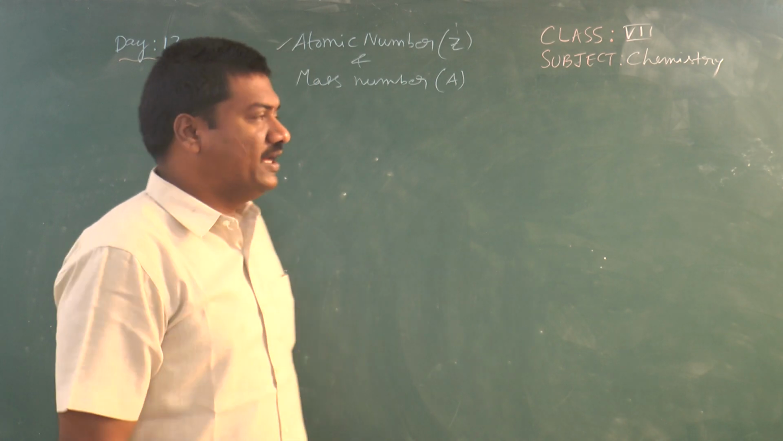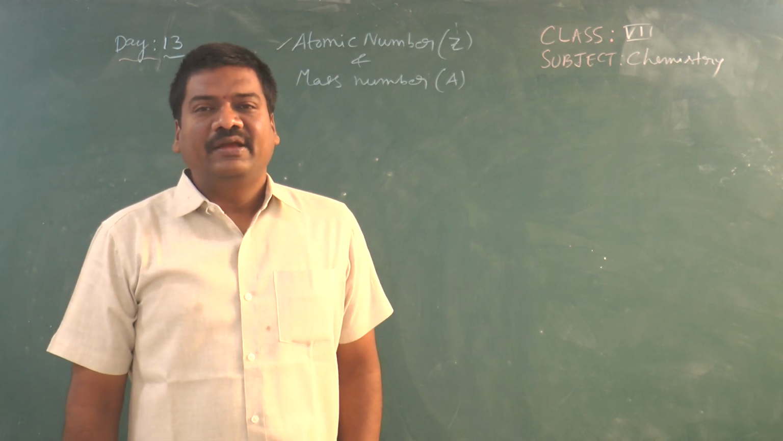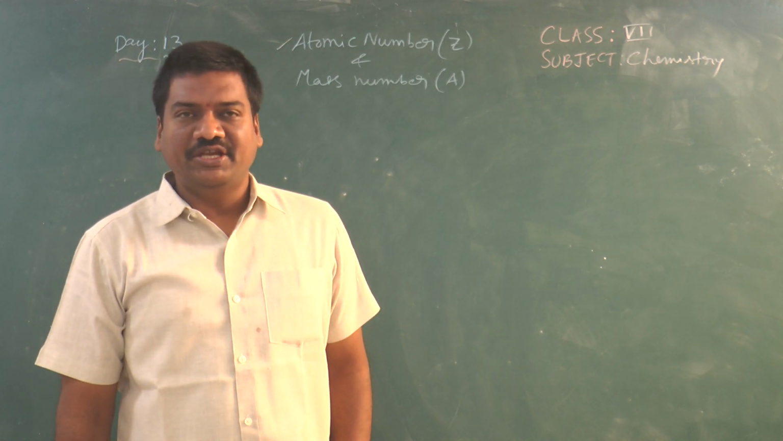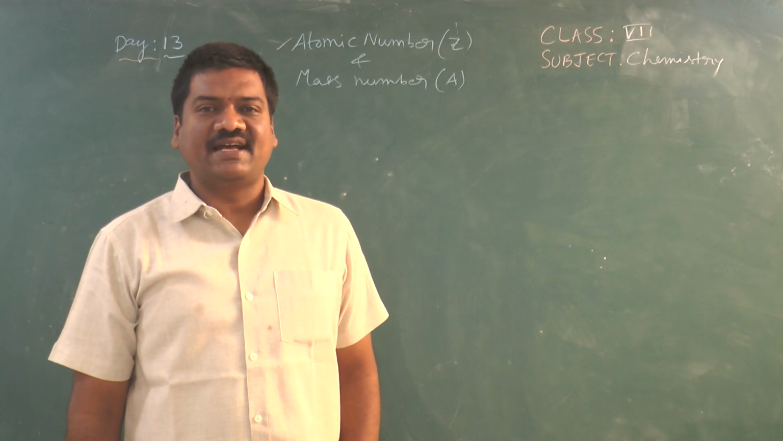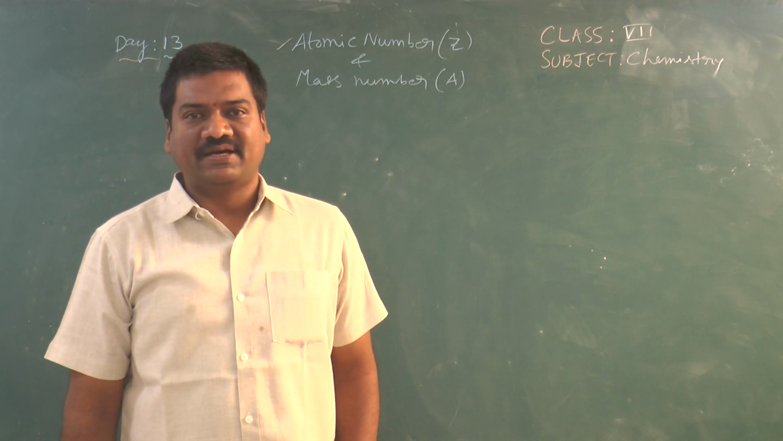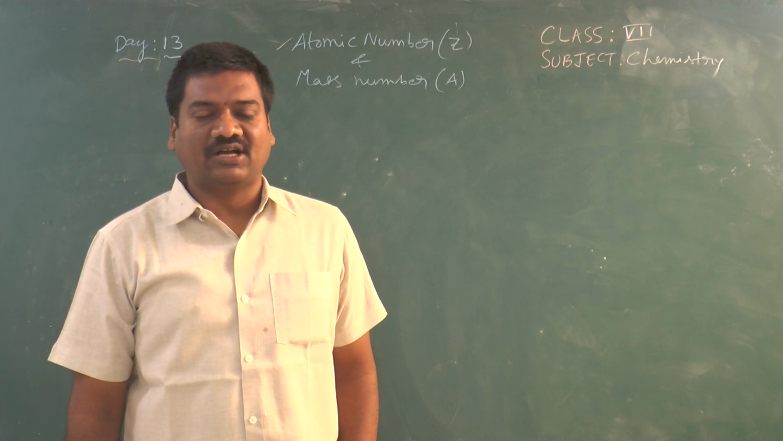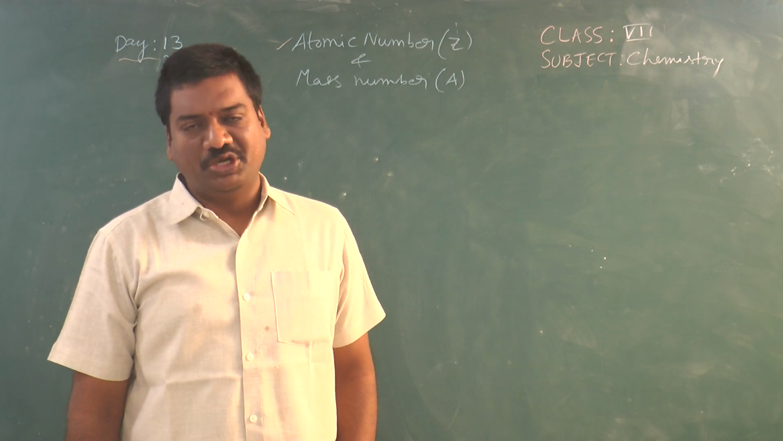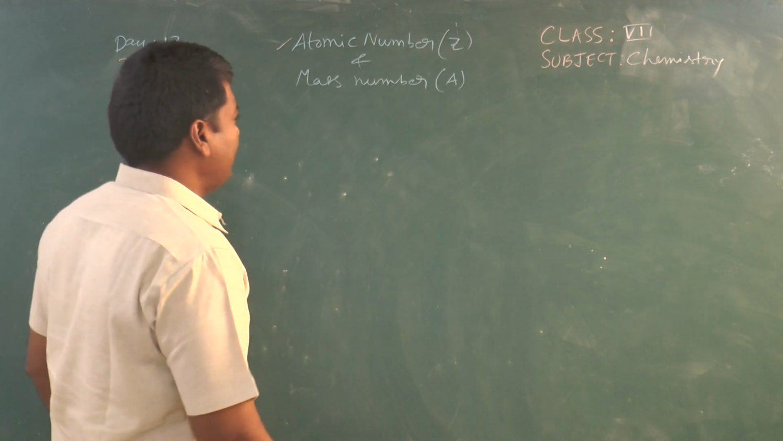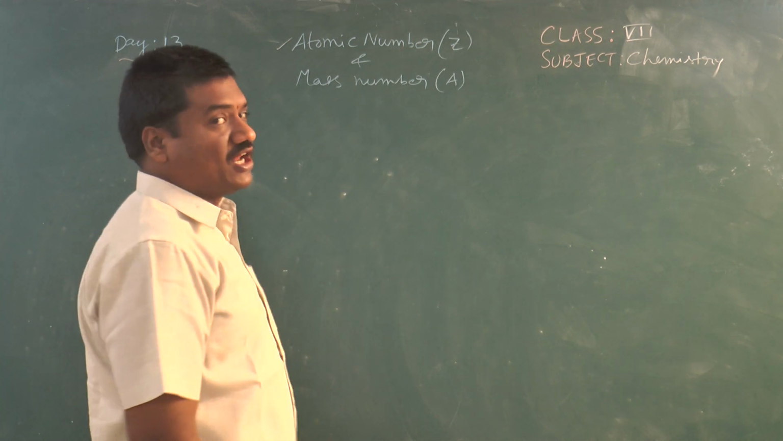In a neutral element, whatever element you are taking, the number of protons present is the proton number or atomic number. Atomic number tells how many protons are present in the given element, and that element should be in the neutral state. One more name for atomic number is proton number.